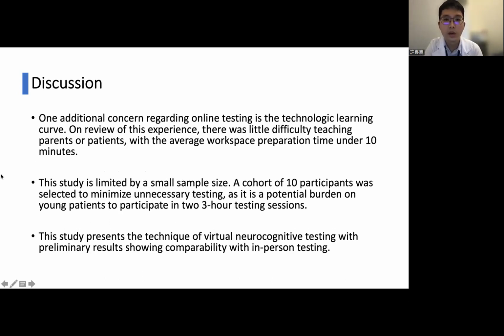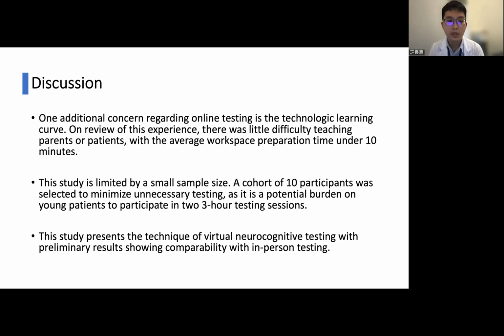Another concern regarding online tests is the technique learning curve. But on review of this experience, there was little difficulty teaching parents or patients, with the average workspace preparation time under 10 minutes. However, this study is limited by a small sample size. But the authors considered that only 10 participants were selected in order to minimize unnecessary testing, as it is a potential burden for these young patients to participate in 2-3 hour test sessions.